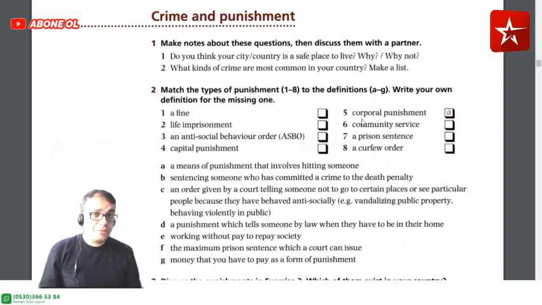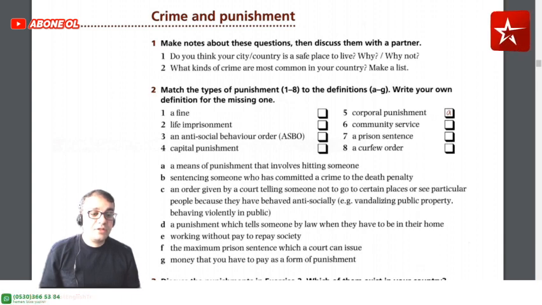Now, for example, as I see here: a fine, or life imprisonment, or an antisocial behavior order, or ASBO. By the way, ASBO is very famous in the United States and UK; you can see it all the time. Or capital punishment, or corporal punishment, or community punishment, or a prison sentence, or a curfew order. Now, let's go to the first one and see what the answers are.